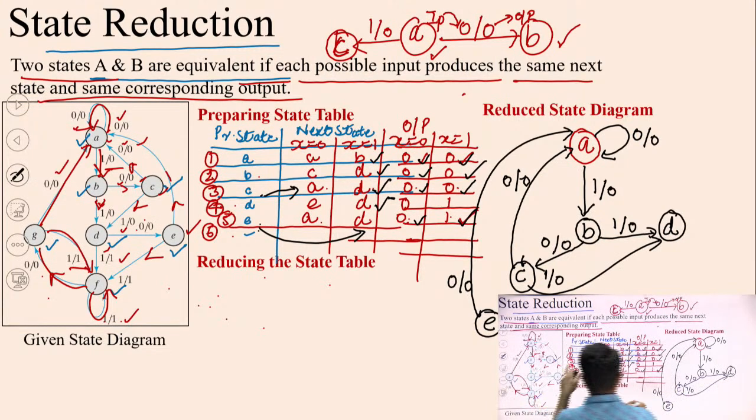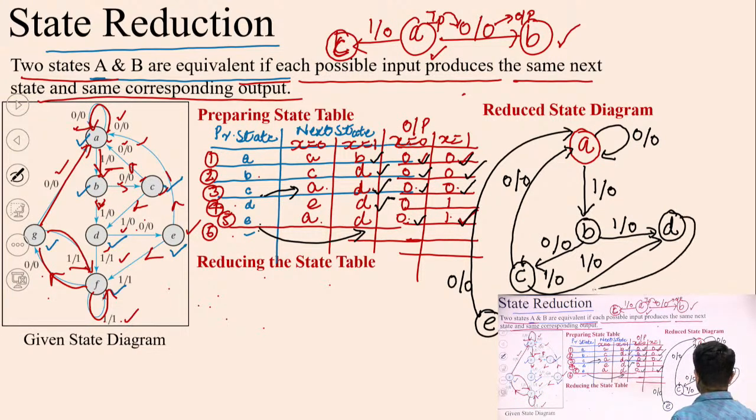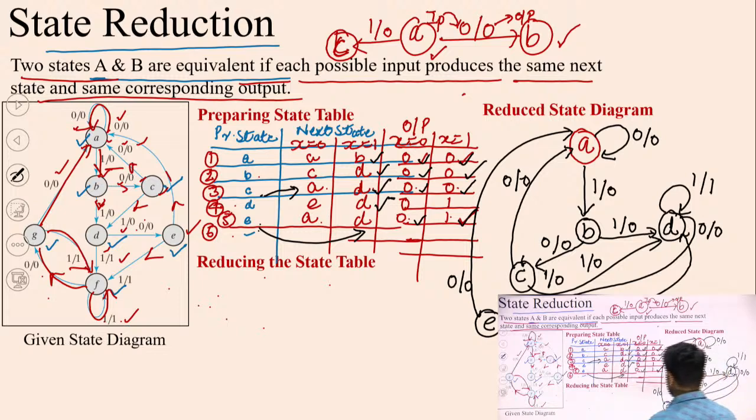So this C to D, C will enter, D output is 0, and from D it will go to E. If I receive input as 0, output will be 0, and D to D at x is equal to 1, output is also 1, and for E, E to A is already there, and E to D for x is equal to 1, output is 1. Okay. So I have corrected that. D was appearing twice, so I have removed one of them.